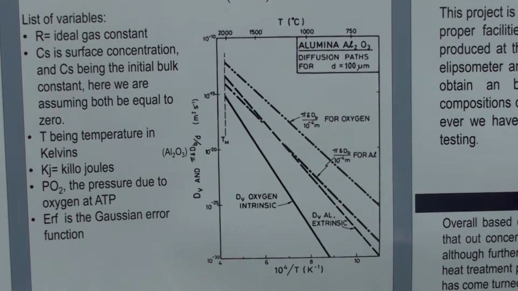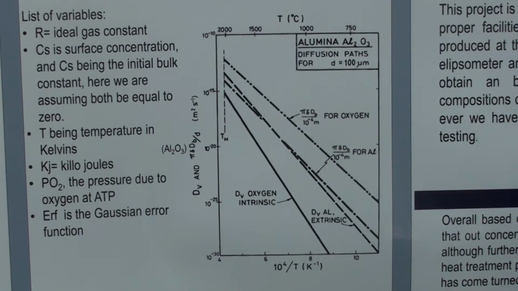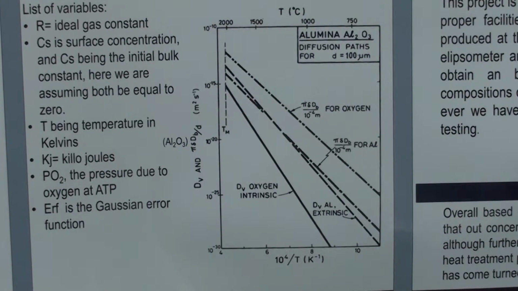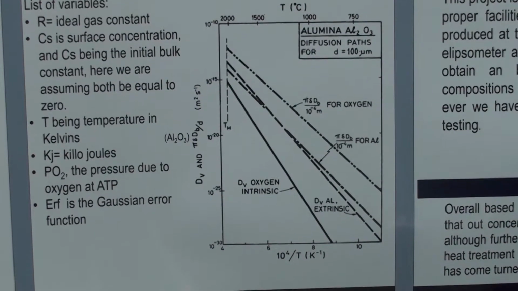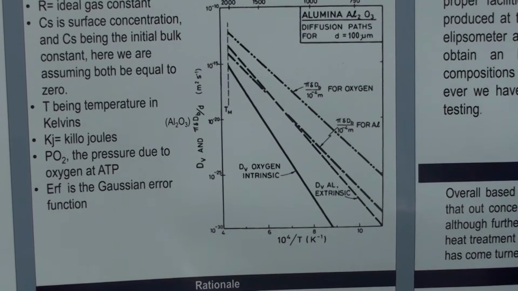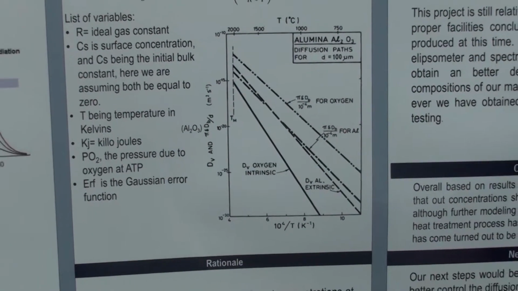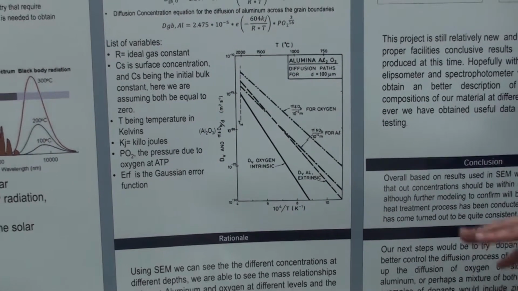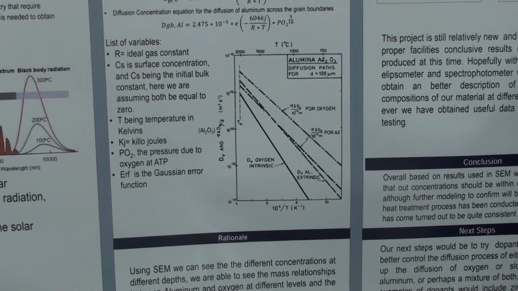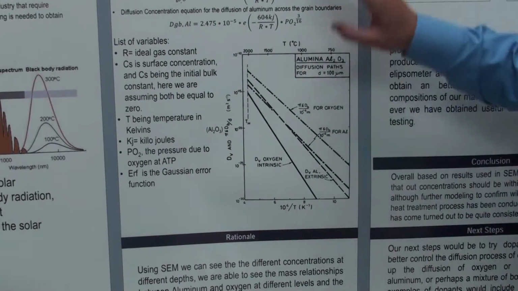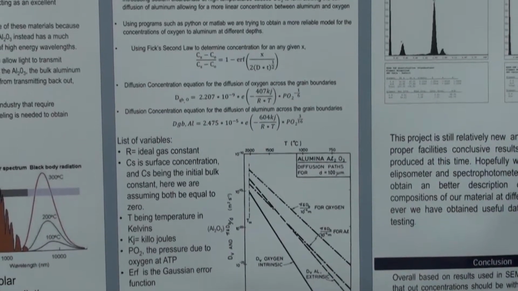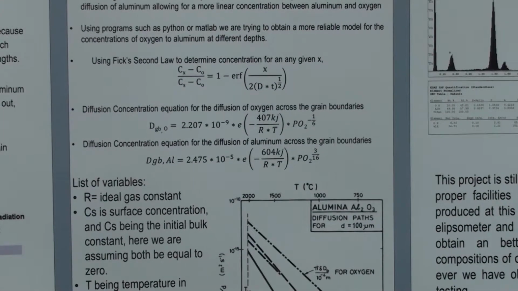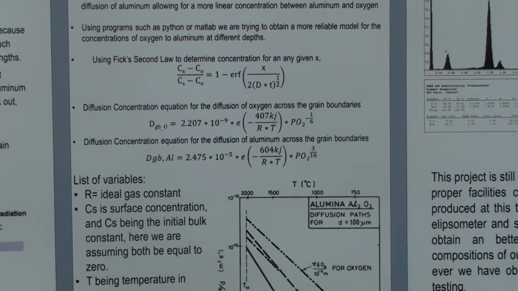We don't have a really great method of modeling for our material right now. That's why we're trying to use NanoHub. We're trying to use Python as the language in NanoHub, and we want to use this equation to give us that nice graph of oxygen penetration through the aluminum.